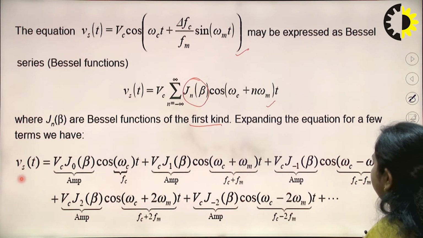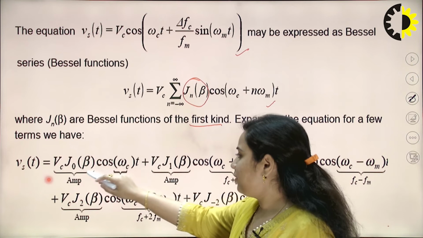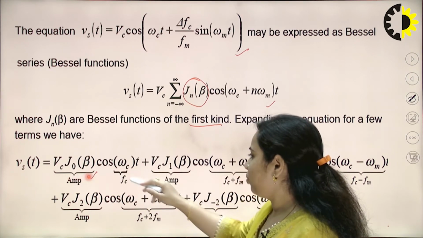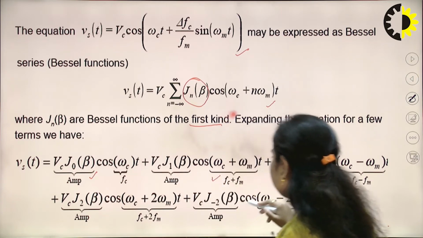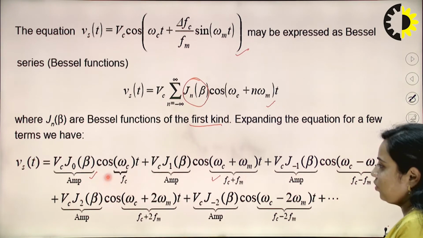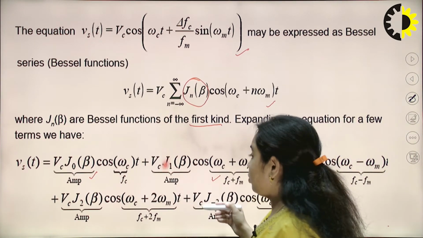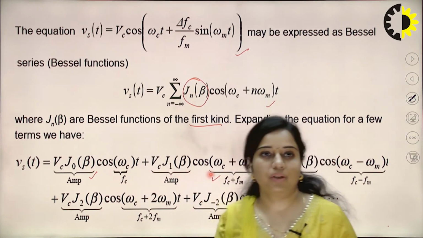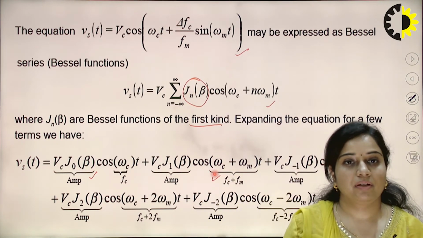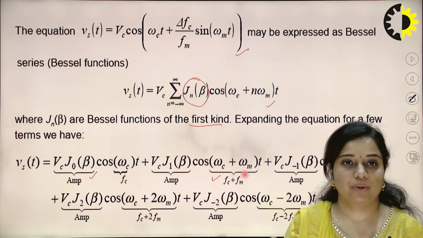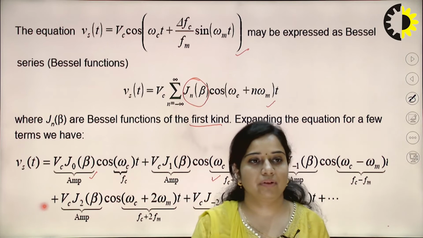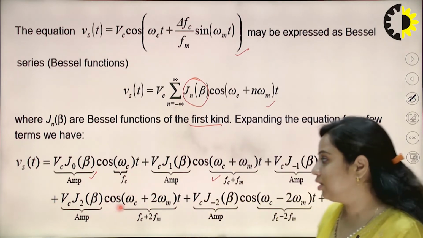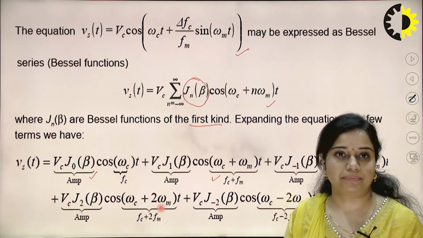After expanding this equation for a few terms, you can see Vc J0(beta) is the amplitude at frequency omega_c, then Vc J1(beta) at frequency Fc plus Fm is the second term. So this is how you can expand this equation into the following terms. Now you can put in the various values of J0(beta). After considering this expanded version, you can also use the properties of the Bessel function, for even values of n and odd values of n, there are several properties that exist, and you can further simplify this equation.